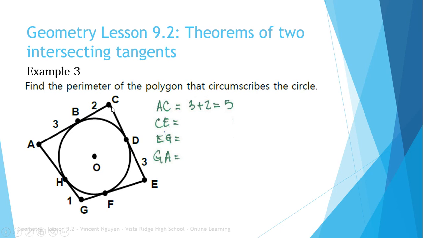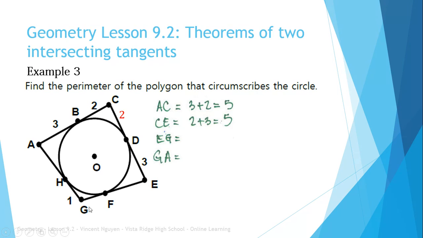To find CE, you have to know CD. Well, CD is a tangent that comes from the same point as this tangent. So according to that theorem, they are equal to each other. So it has to be a 2. All right, so this is 2 and that's 2. Well, then that means CE will also be 2 plus 3, which is 5.